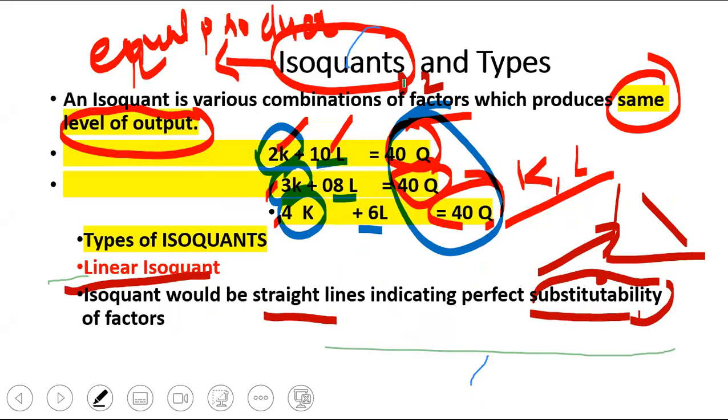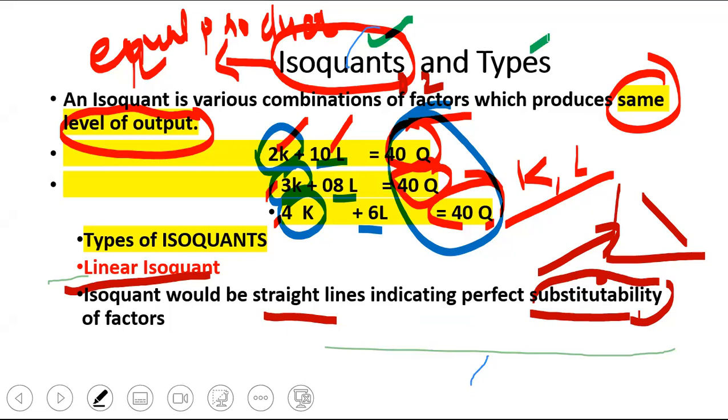Now you have to take down the question. What do you mean by isoquant and what are the types of isoquant? There are two questions from isoquant. One is what do you mean by isoquant and what are the types of isoquant? Second question is, what do you mean by isoquant and what are the properties of isoquant? Wo donon aaj discuss karne ka hai. Exam point of view mein it is very, very important. Isoquant barabar likho. Okay, question likho aap log.